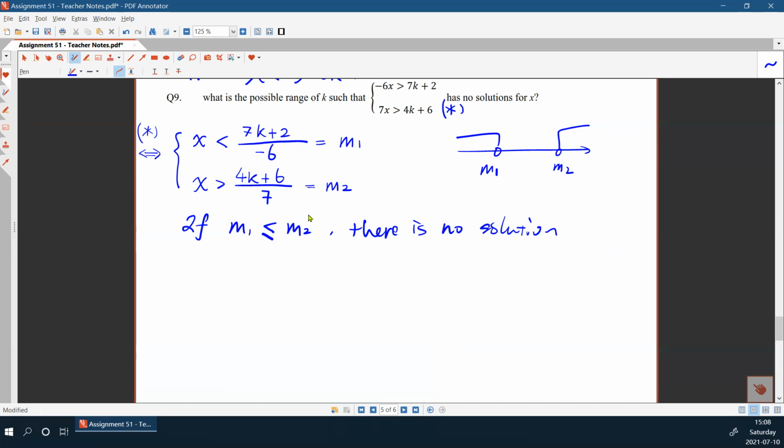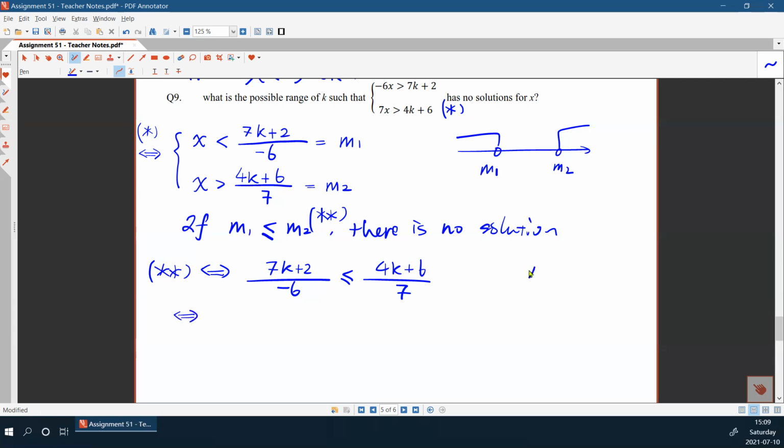Okay, so let's call this 2 stars. If 2 stars is satisfied, there is no solution. 2 stars is equivalent to m1, which is (7k plus 2) over minus 6, being smaller than or equal to m2, which is (4k plus 6) over 7, right? We only need to solve this inequality.